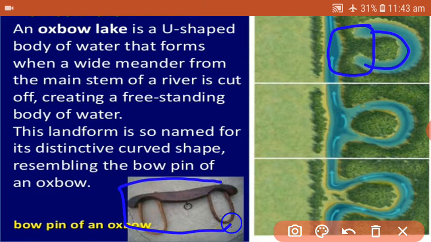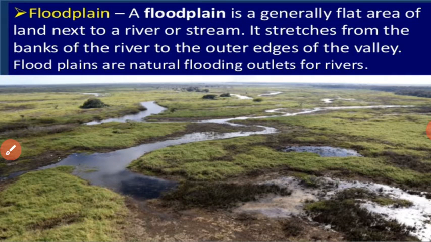How was the name derived? In this picture you can find the oxbow pin, which is used for oxen and bullocks, to keep them in a place. So the main stream of the river is cut off from this particular part, and that's how the oxbow lake is created. Next you will find out about the floodplains.